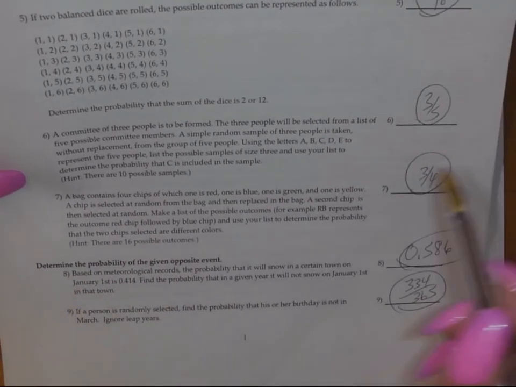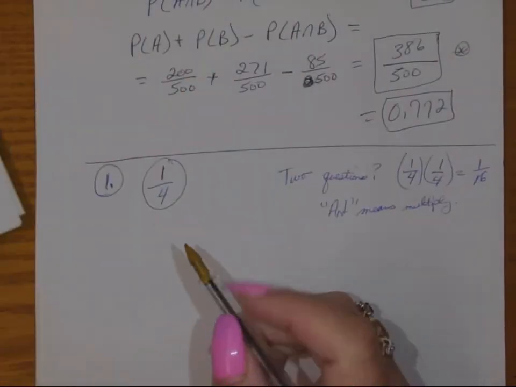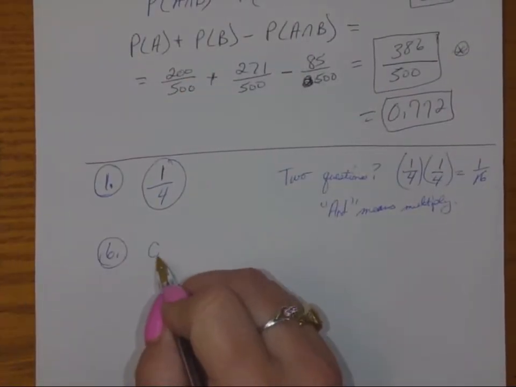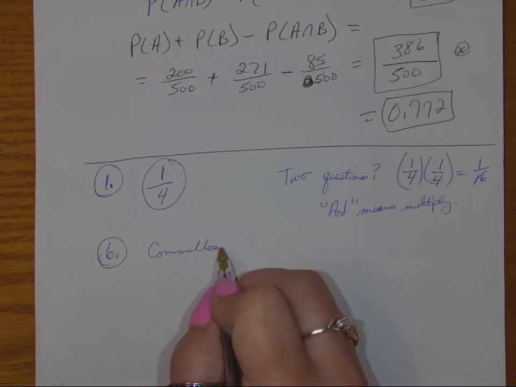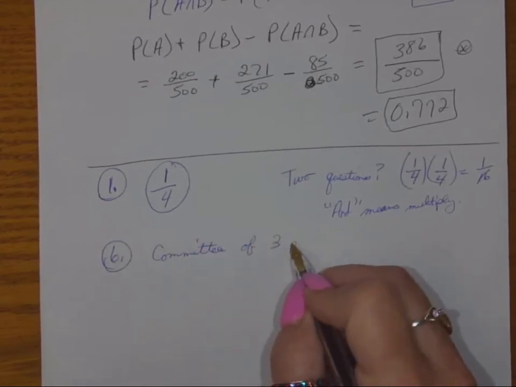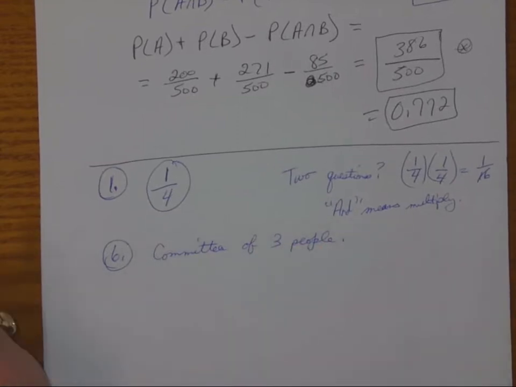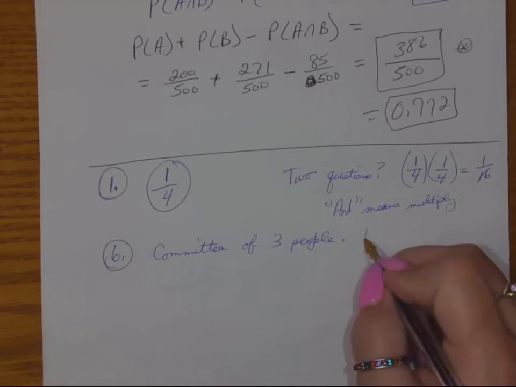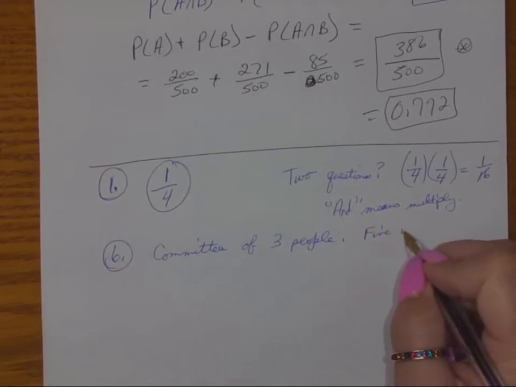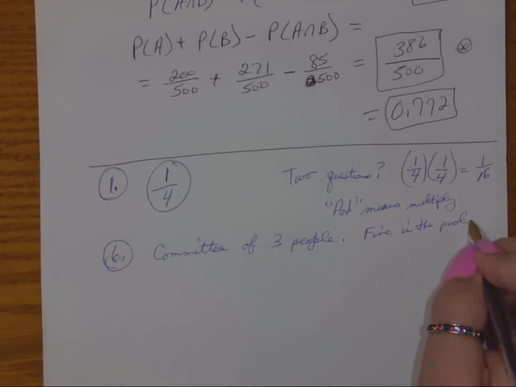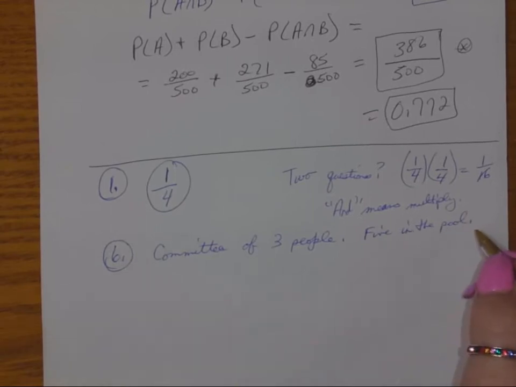Okay. Number 6, a committee of 3 people is formed. The 3 people will be selected from a list of 5 possible committee members. 5 in the pool, basically. Okay. A simple random sample of 3 people is taken without replacement. So that means once I pull Susie Q's name, she can't be on the committee twice, right? So I pull her out.